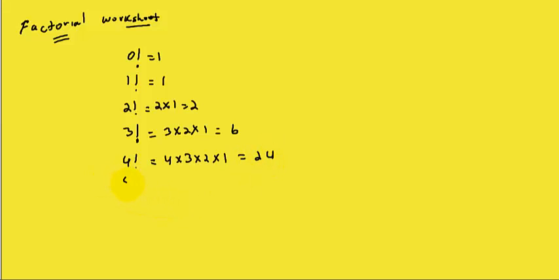5 factorial obviously means 5 times 4 times 3 times 2 times 1, which is the same thing as 5 times 24, which is 120. Okay? So those are factorials. Now you can reduce factorials. Let's look at some of those.